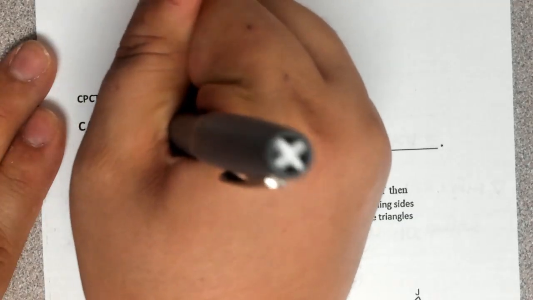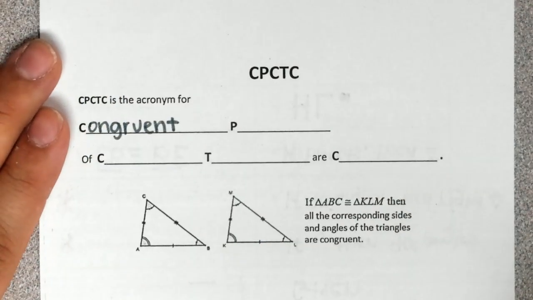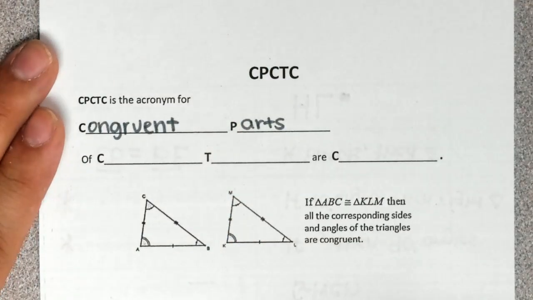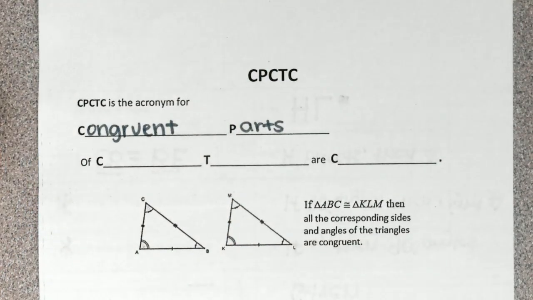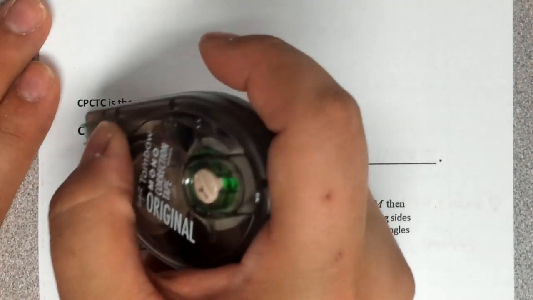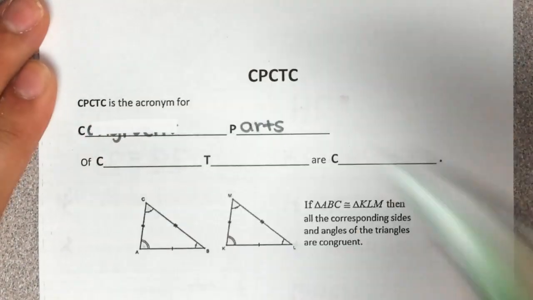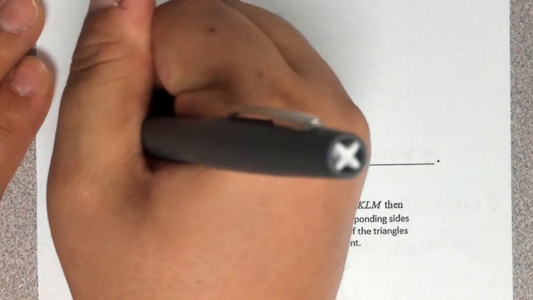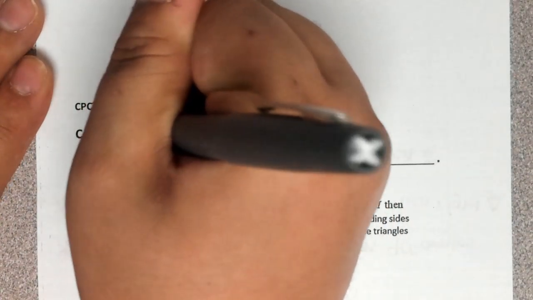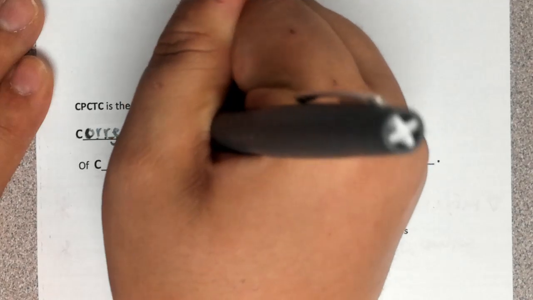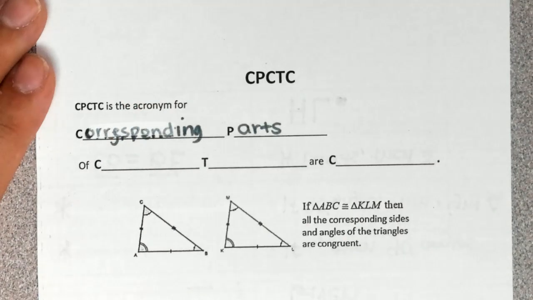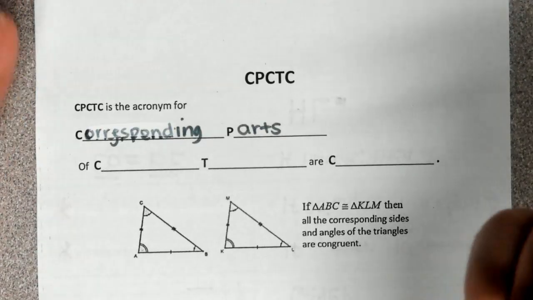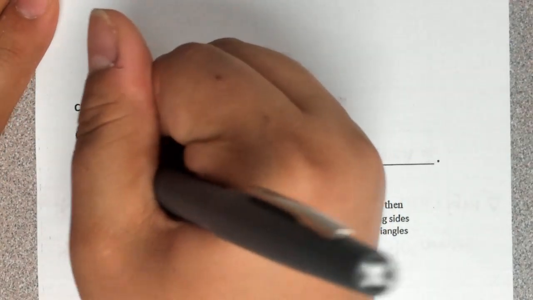Congruent. Any guesses with the P? That one's the hardest one. Congruent parts of, oh, that's wrong. It's not congruent. I'm so sorry. I got ahead of myself. Corresponding. Thank you. Not congruent. I got excited. Wrong C. Corresponding parts of, now what's the C stand for? Congruent.